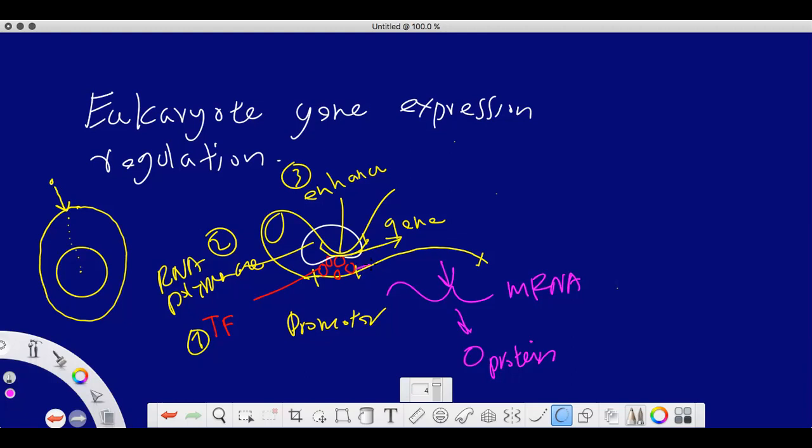First one, this region is the gene, and it has the regulatory regions. The regulatory region, the most important thing is the promoter. The promoter is this region. And transcription factors, RNA polymerase, and the enhancer interact at the promoter region. Then RNA polymerase can move forward to make the messenger RNA. So TF indicates transcription factors.